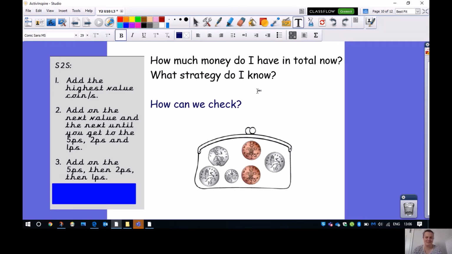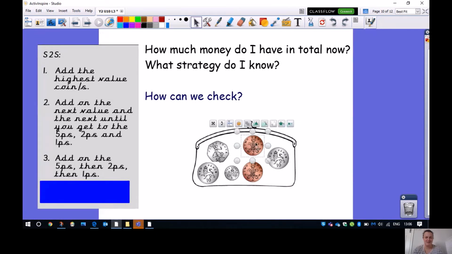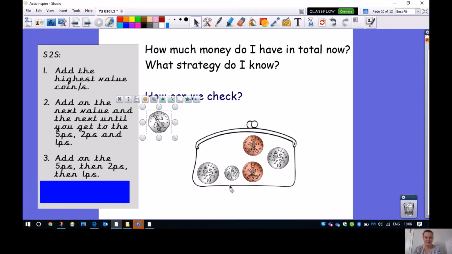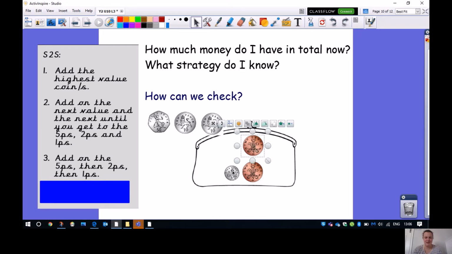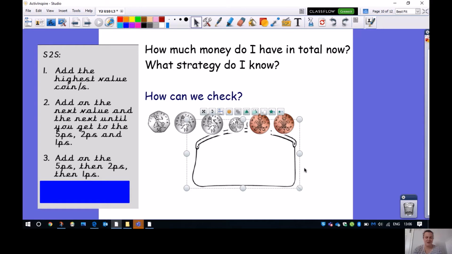Last one. So the first step is to put them into order. Is 2p the biggest value? 5p, 10p or 50p? 50p. Have I got any more 50s? No. Have I got any 20s? No. Have I got any 10s? Yes. 10s. Oh, 2p, that looks bigger than 5. Oh no, because it goes on value, doesn't it? So 5 is bigger than 2, and 2, and 2. Okay, let's do the adding.